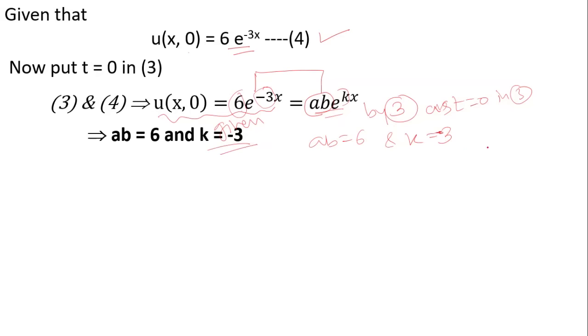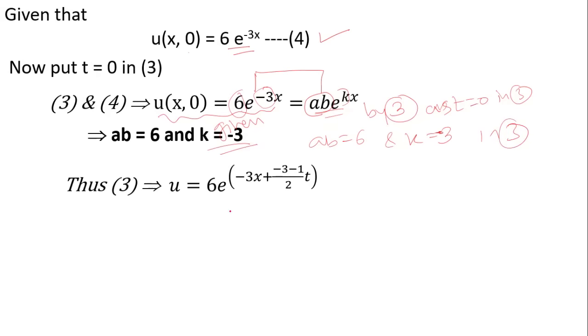Substitute this value in equation 3. So that will be the required solution. So by 3, ab equal to 6 e to the power minus kx was there, so it is minus 3x plus k minus 1, that is minus 3 minus 1 by 2 into t, okay, and that is equal to minus 3x plus it is minus 4 by 2, that is minus 2, so minus 3x minus 2t, minus taken common, so 6 into e to the power minus of 3x plus 2t, and that is the final answer of example number 1, that is 4.